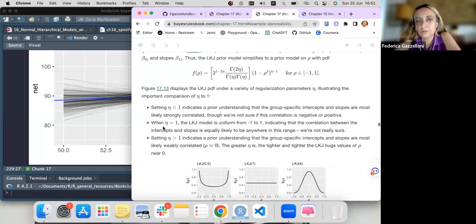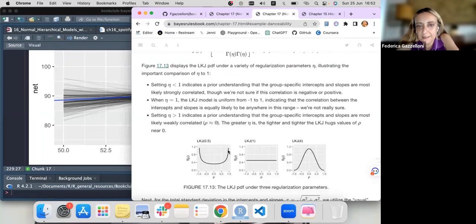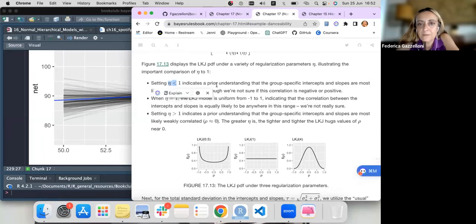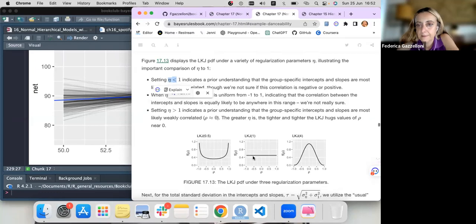To give you an idea of what's happening here, if our parameter is less than one, we have a different behavior. If it's equal to one, the model is uniform. If it's greater than one, we have a prior which is quite normal, and our rho is approximately zero.